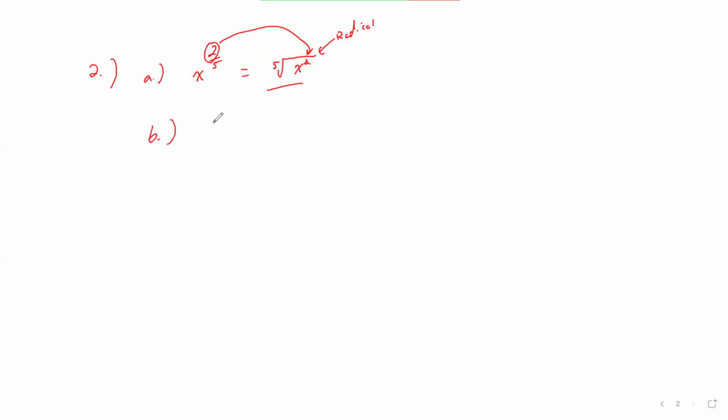All right, so look at B. So now we have one that's 8z raised to the 6/7.